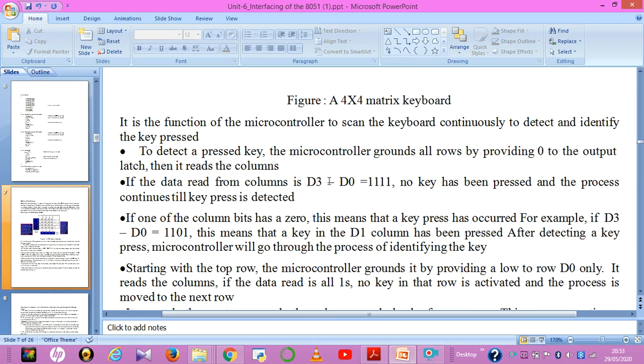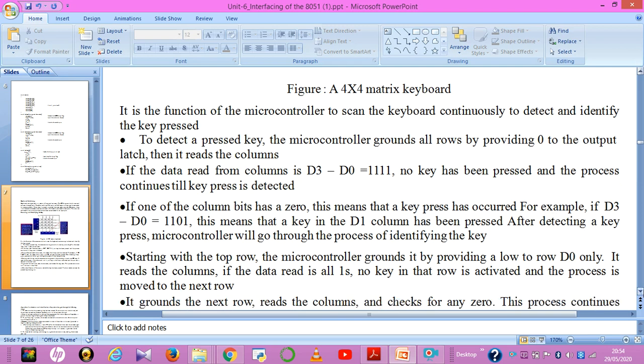It is a function of the microcontroller to scan the keyboard continuously to detect and identify the key pressed. It is very important to find out which key is pressed. For that, you have to check some steps. Read these steps, and then you will understand how a key is pressed, and if a key is pressed, what operations are going to happen, and if a key is not pressed, what operations are going to happen.